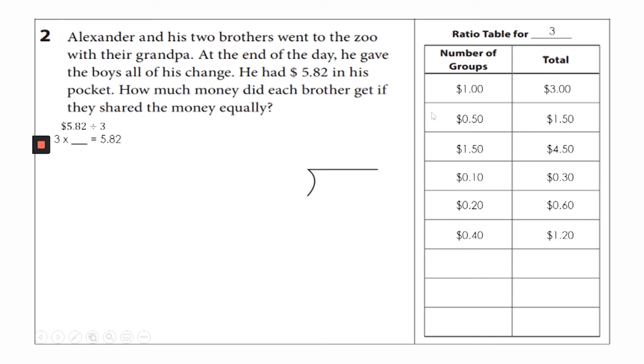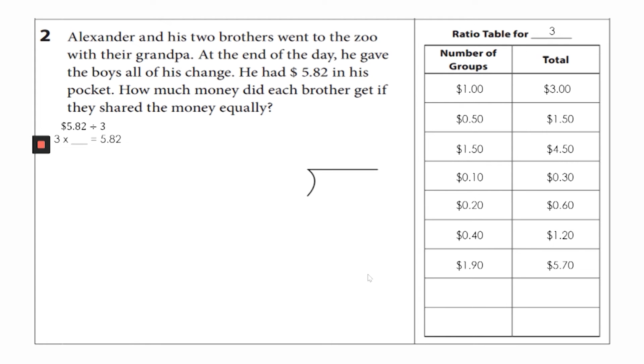How about if we add this $4.50 plus $1.20? Where would we be? We'd be at $5.70. That's getting pretty close. So if we add those two together on this side, we have to add these two together on this side, which is $1.90. So if Grandpa had $5.70 in his pocket, each boy would have got $1.90.